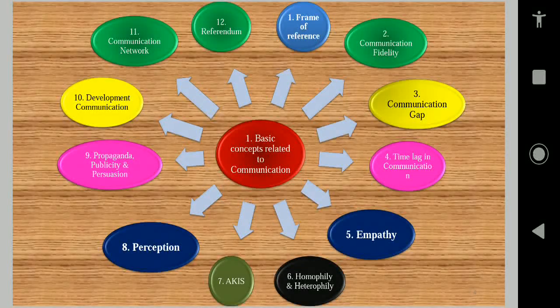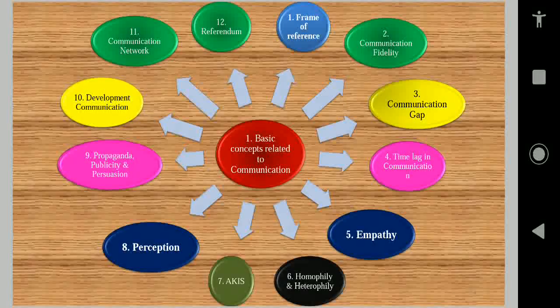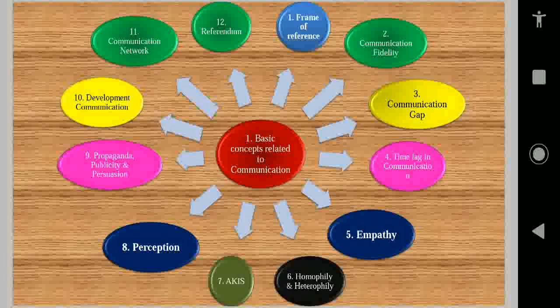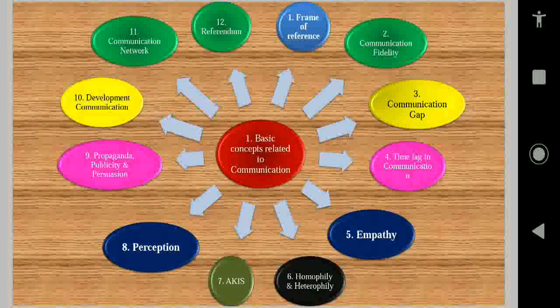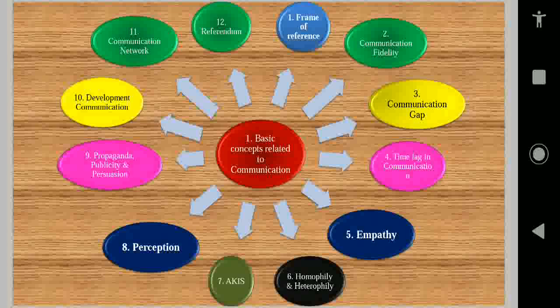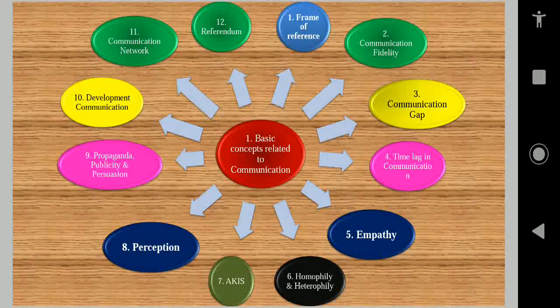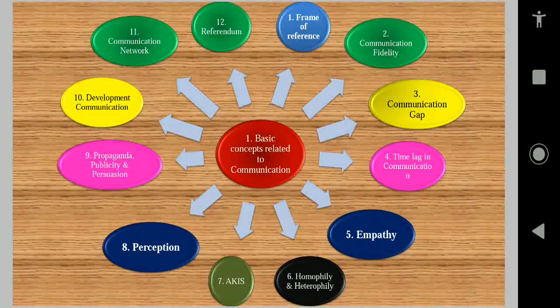Okay, next, the ninth one is propaganda, publicity, and persuasion. What is propaganda? Propaganda is deliberate manipulation of people's beliefs, values, and behavior through words, gestures, images, thoughts, music, etc. It is aimed at propagating the beliefs and values of the propagandist and presents only the communicator's side of the argument without considering the receiver's side.